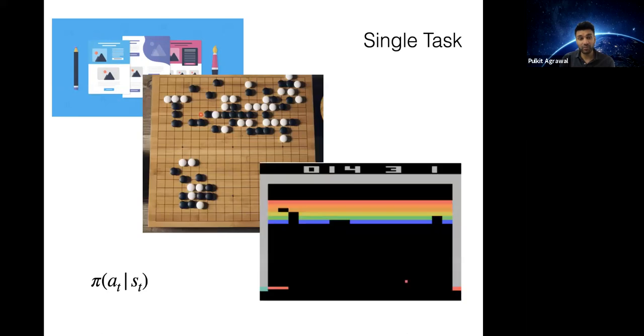The other thing to notice until now is that a lot of the problems that we have looked at are single task. For example, in the bandits lecture, we looked at how to show a particular layout to the user, or playing the game of Go, or playing an Atari game. In all of these cases, I was just trying to solve one task. There's only one goal. In Go, it is to beat the opponent. Over here, it's to maximize the score.